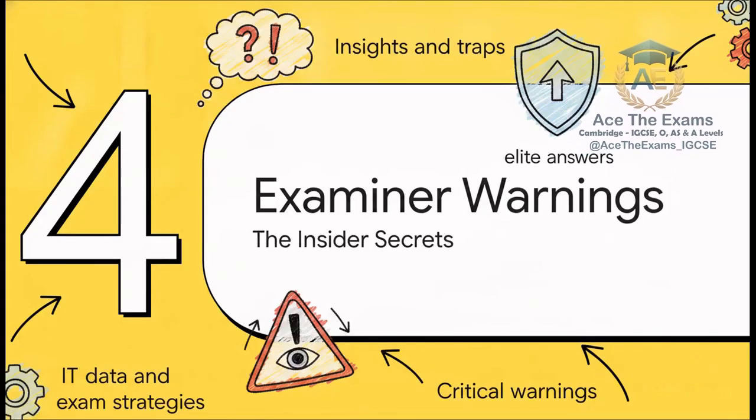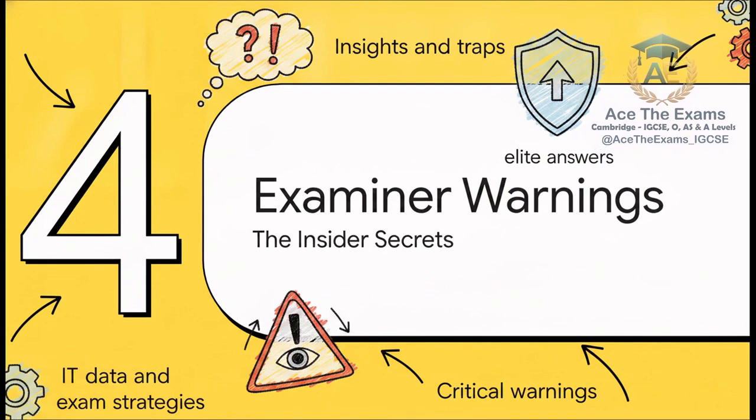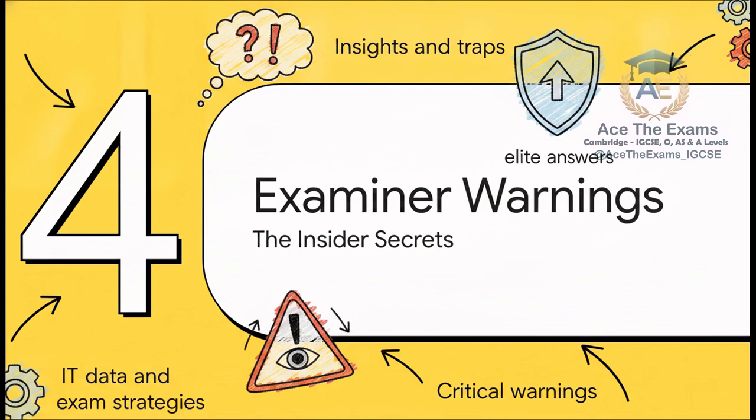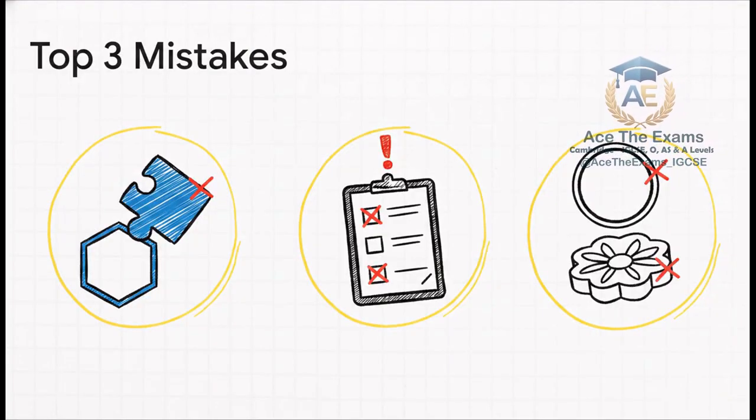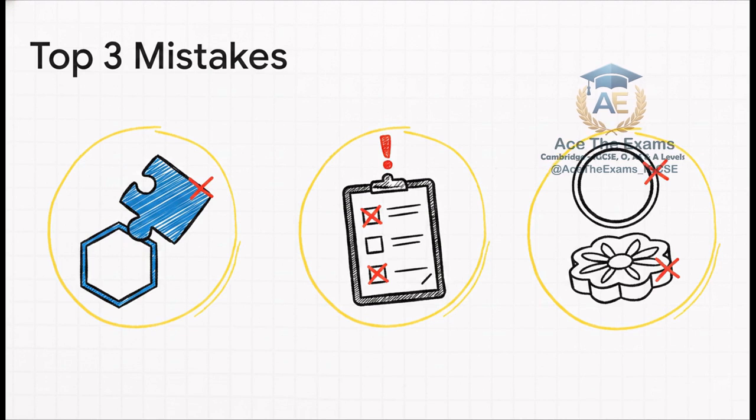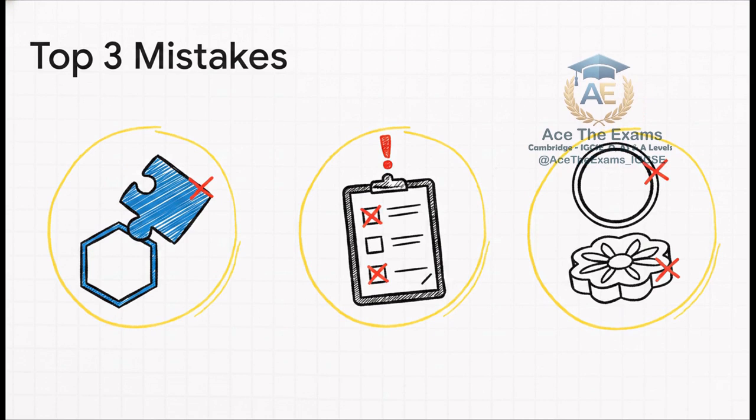Let's transition to our final section and uncover the specific evaluation insights and traps that separate average answers from the elite. Welcome to Section 4, Critical Examiner Warnings. The principal examiner reports have identified these 3 fatal errors that you must actively avoid. Think of this as our speed writing checklist. When you are rushing against the clock, these are the traps you fall into.